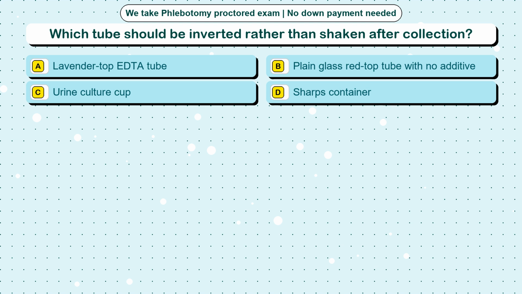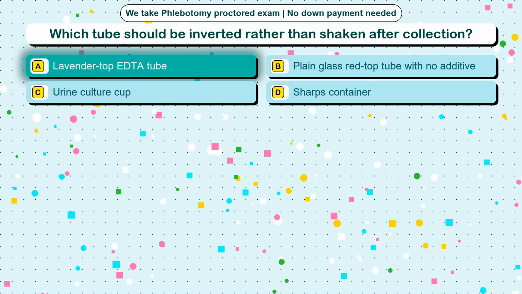Option A. Lavender top EDTA tube. Option B. Plain glass red top tube with no additive. Option C. Urine culture cup. Option D. Sharps container. The correct answer is option A.